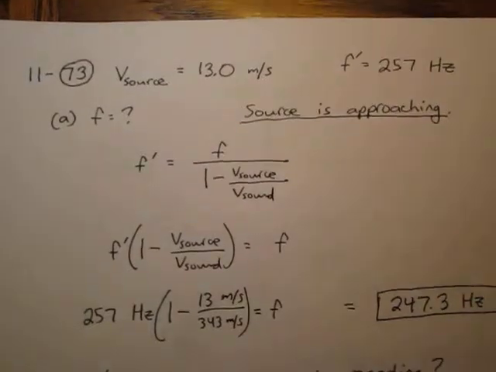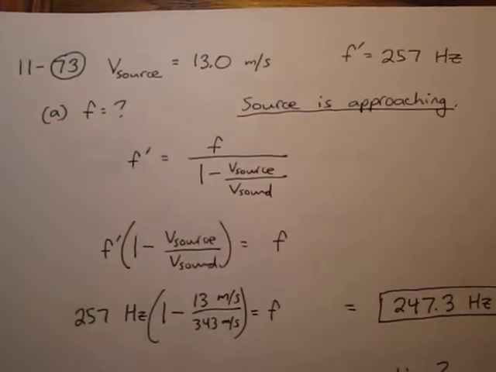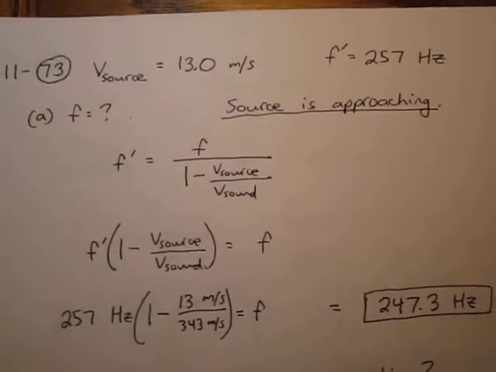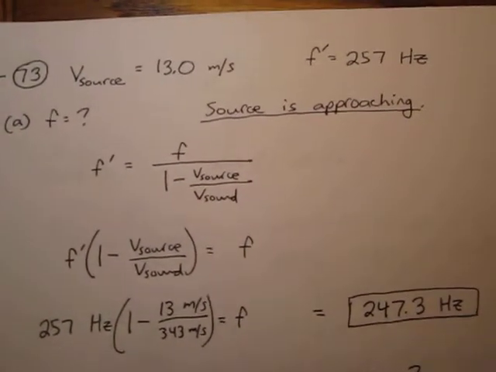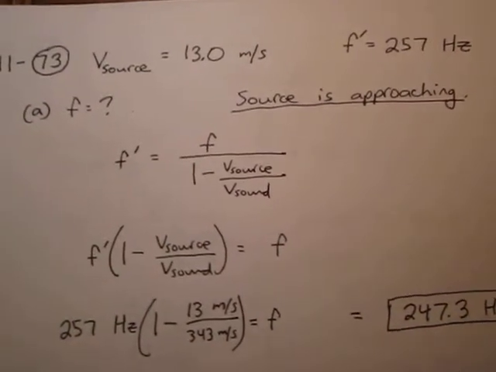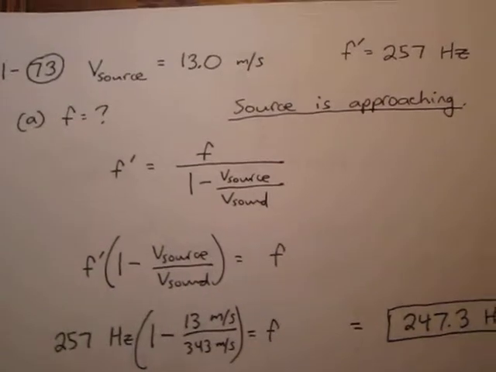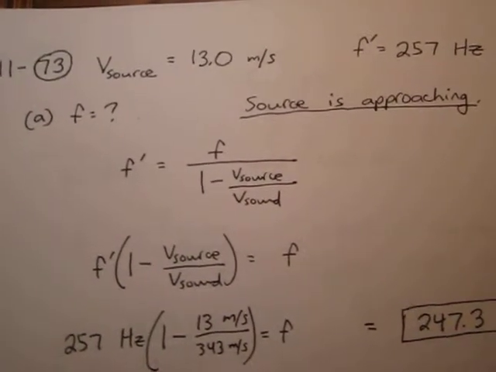Problem number 73. We have the source, in this case a goose, flying at 13 meters per second, and what's perceived is a frequency f prime of 257 Hertz. Part A is asking what was the emitted frequency.